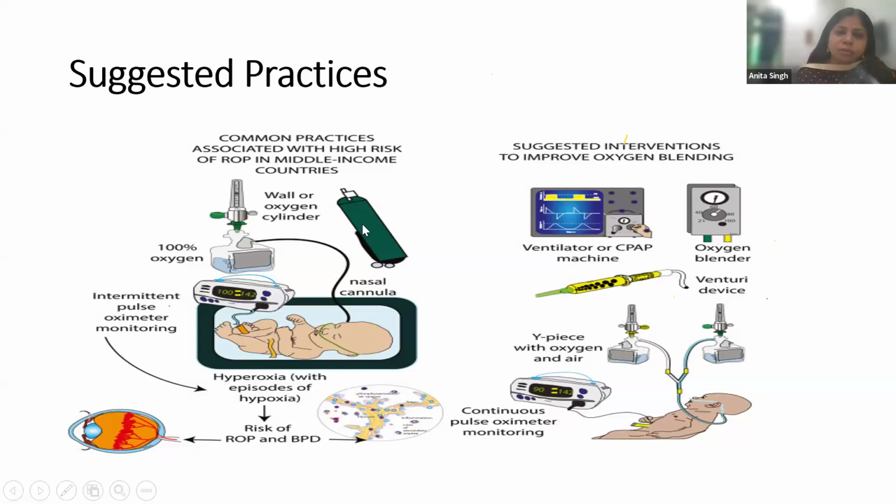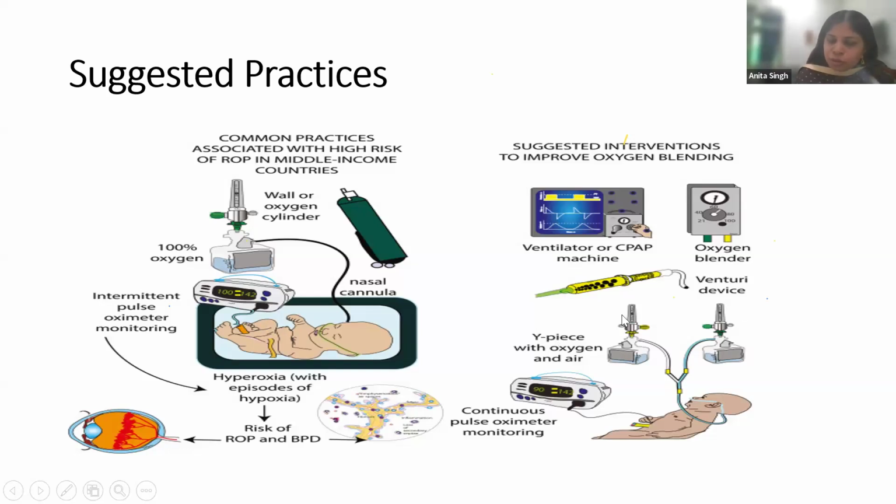On the left side of the slide, we can see that giving oxygen through cylinders without a proper blending mechanism, or through a wall-mounted oxygen source without a blender, unregulated oxygen, and not having proper monitoring are the problems which can lead to oxidant injury diseases, which are BPD and ROP. The suggested interventions which can improve oxygen blending include blenders, which can be given by CPAP or ventilator, or an oxygen blender as such, which we discussed, and some Venturi devices which can titrate the precise FiO2.